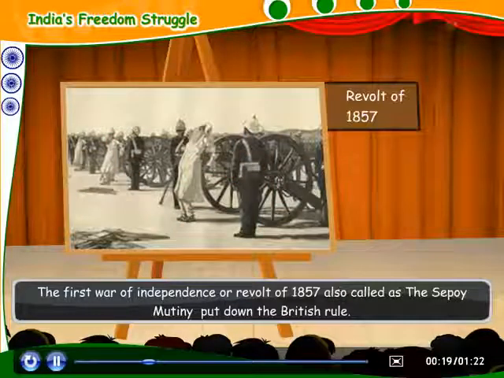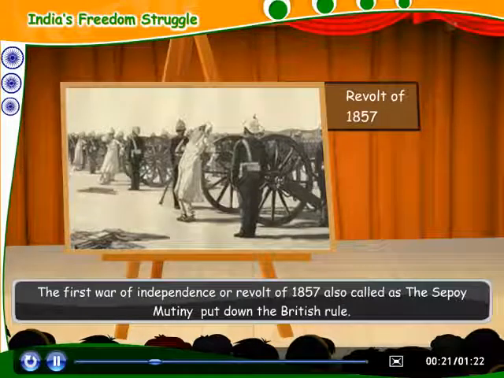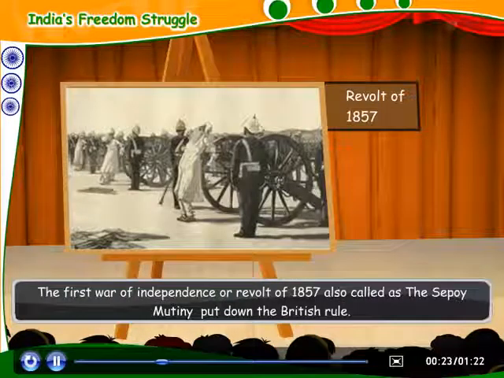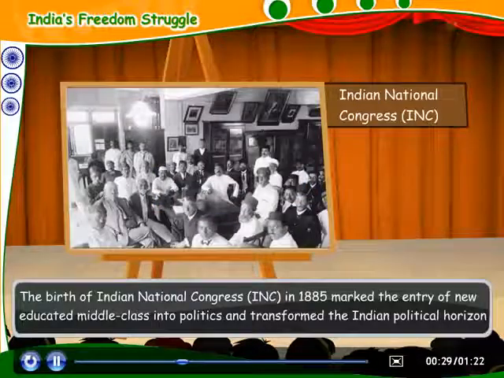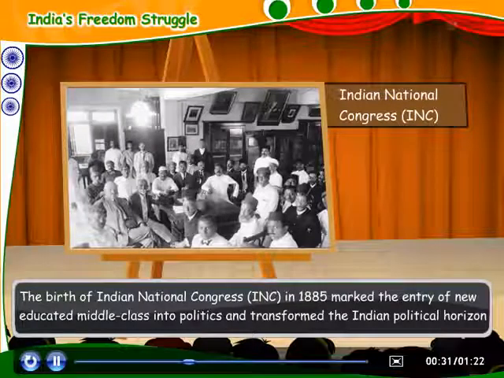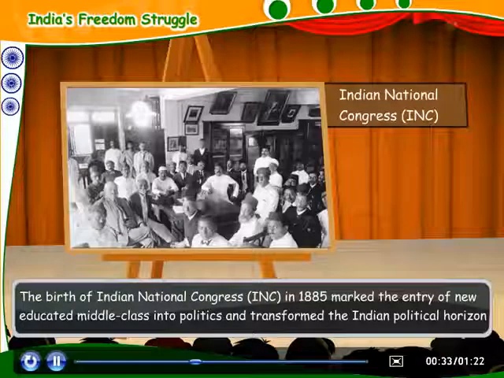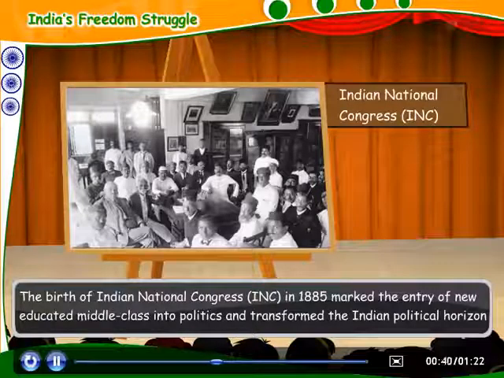The First War of Independence, or Revolt of 1857, also called the Sepoy Mutiny, challenged the British rule. The birth of the Indian National Congress (INC) in 1885 marked the entry of the new educated middle class into politics and transformed the Indian political horizon.